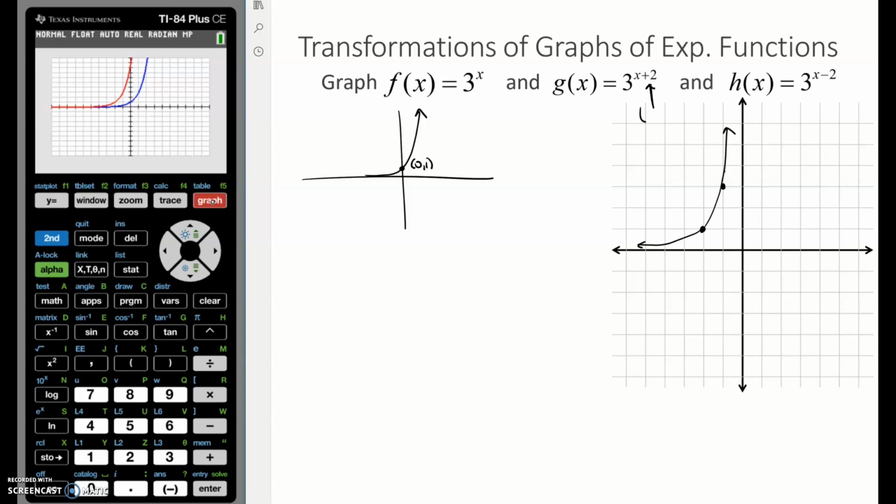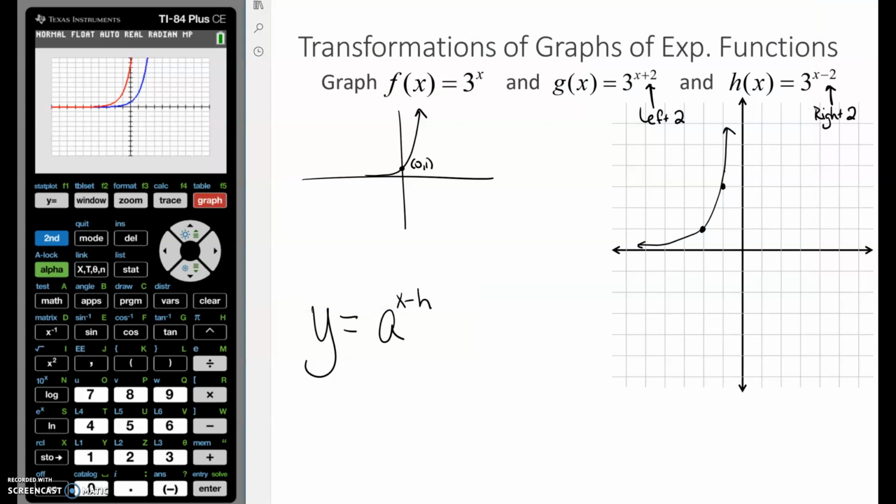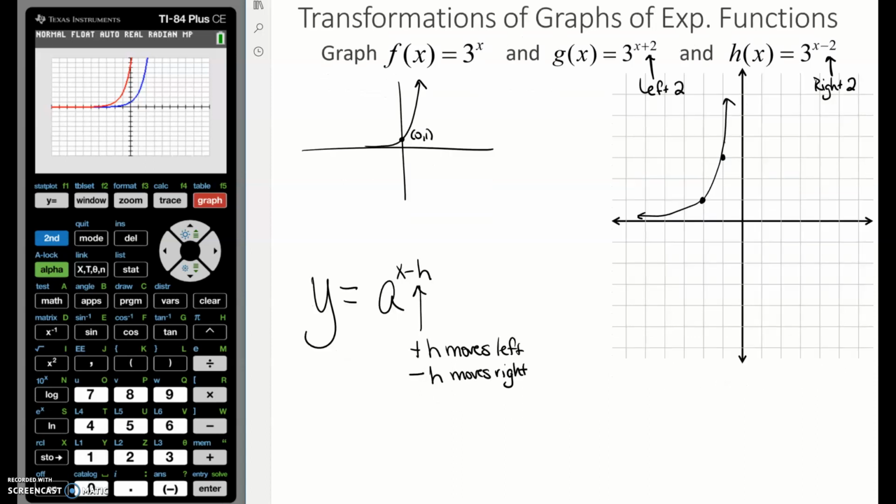So this plus 2 actually moves the graph left 2, which means the minus 2 is going to move the graph right 2. We call this number h, and in the form, it actually says minus h. So if you see a number added or subtracted in the exponent, if it's plus h, it's going to move the graph to the left. It's backwards. If you see minus h, it's going to move the graph to the right. So the horizontal movement is backwards. Plus actually means left, minus actually means right.